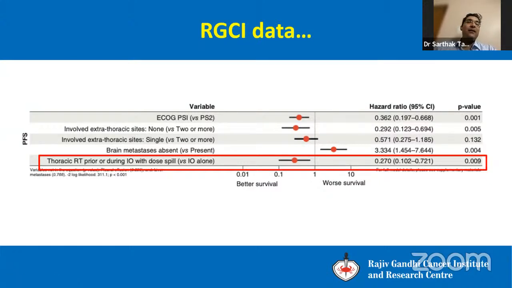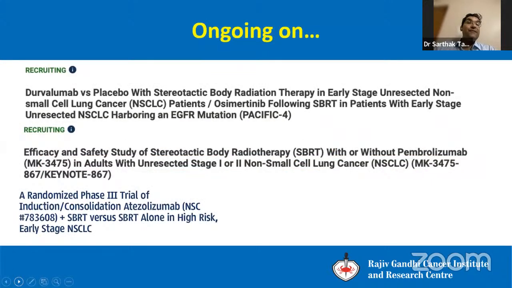The three major data sets coming across are from PACIFIC-4 and KEYNOTE-867, as well as the other phase 3 trial, which is adding atezolizumab along with SBRT. These three trials are supposed to present their interim data in another 2 or 3 years. Let's hope they give us an answer as to whether combining immunotherapy with SABR in early lung tumors gives better survival or not. Next.